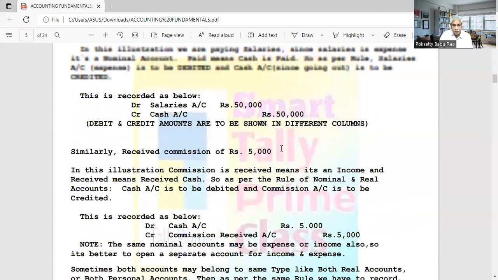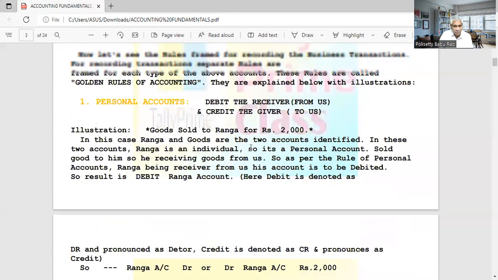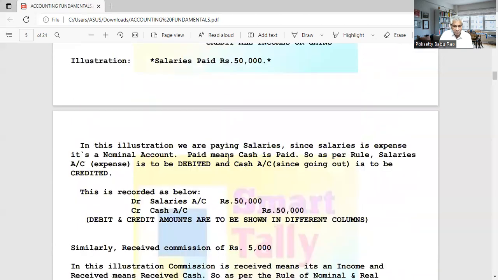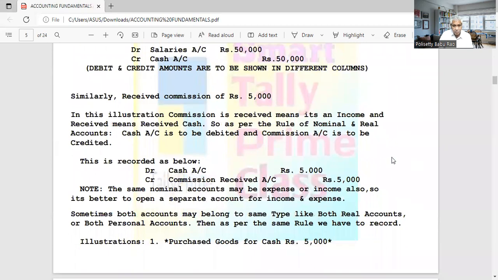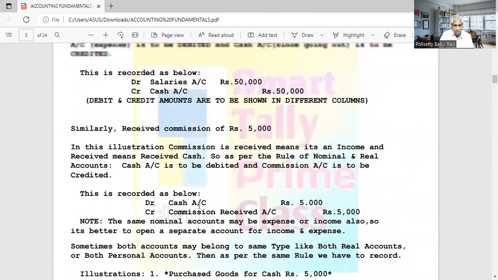Are we clear till now? What is the rule of personal accounts, real accounts, nominal accounts, with illustrations, everything. Up to here it will go. And then one more thing to note here. One more thing is both accounts. I will come to it later.